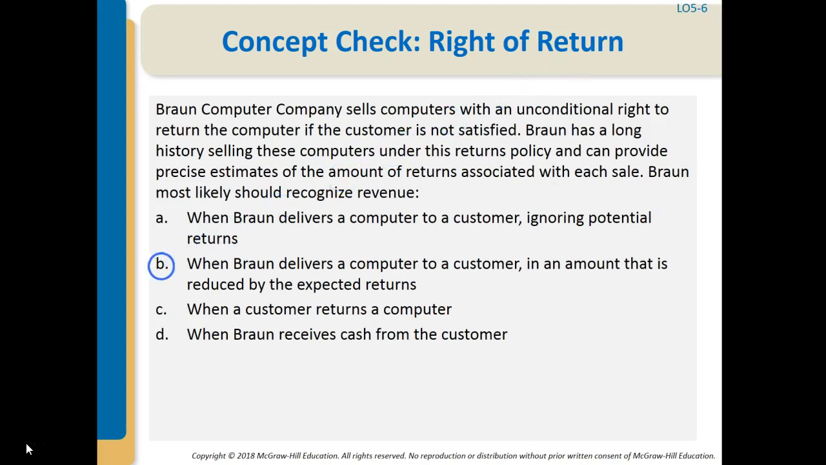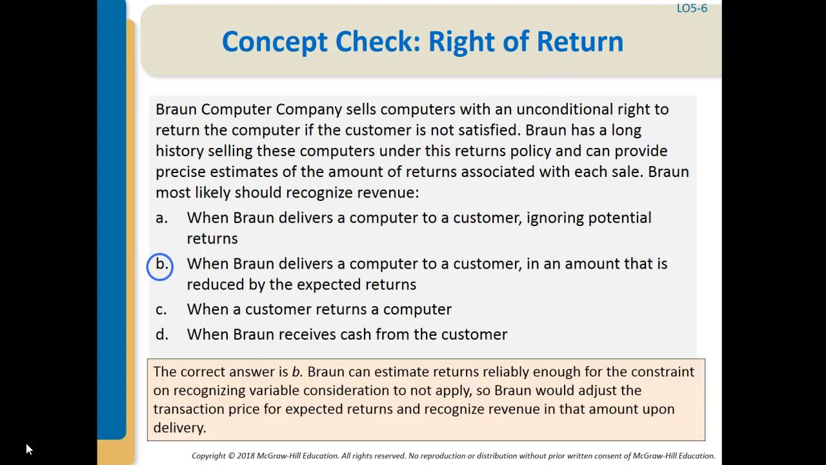Well, the right answer here is B. Braun can estimate returns reliably enough for the constraint on recognizing variable consideration to not apply, so Braun would adjust the transaction price for expected returns and recognize revenue in that amount upon delivery.